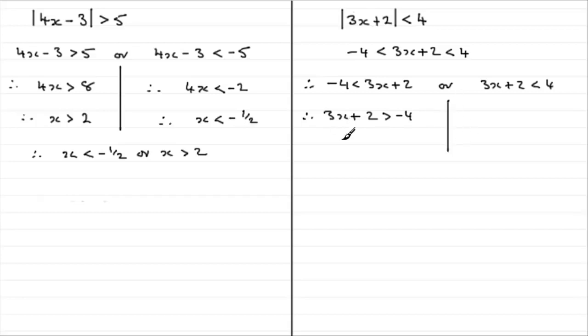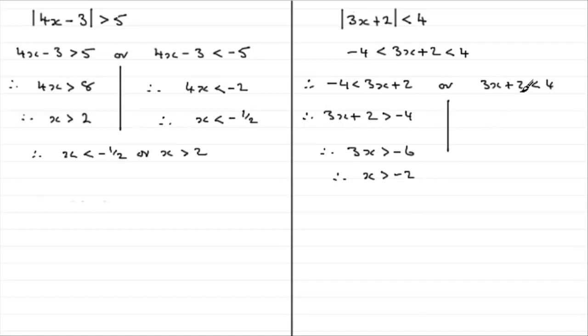And so if we were to subtract 2 from both sides, we'd end up with 3x being greater than minus 4 minus 2, which is minus 6. And if we divide by positive 3 here, we don't have to reverse the inequality. We end up with x being greater than minus 6 divided by 3, which is minus 2.